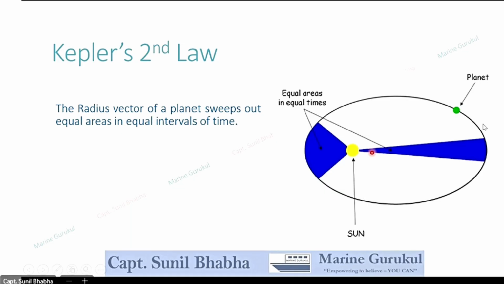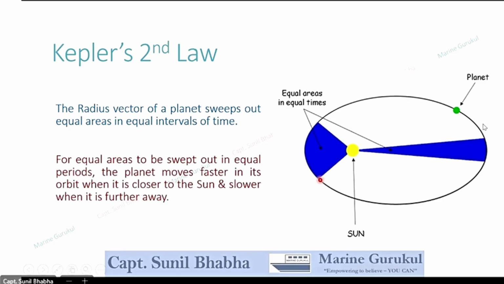Now Kepler said that the area swept out by the radius vector of the planet in equal intervals of time will be equal. So the area of this blue sector will be equal to the area of this blue colored sector. Both their areas are going to be the same. Now, what does this tell us about the motion of the planet in its orbit?